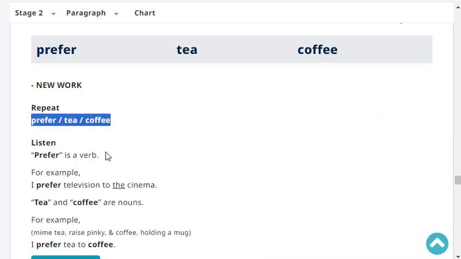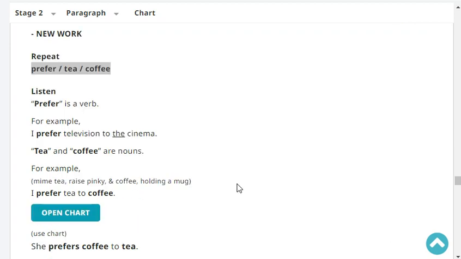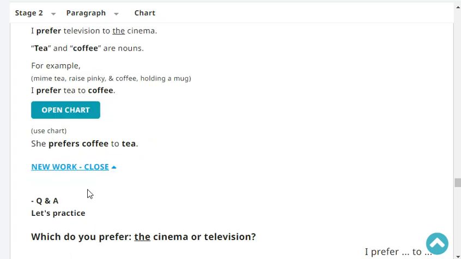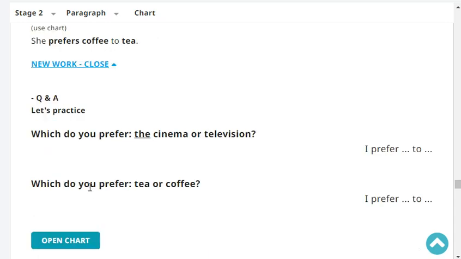Next, repeat: prefer. Okay, one more. Prefer. Tea, coffee. Very good. Okay, listen. Prefer is a verb. For example, I prefer television to the cinema. Tea and coffee are nouns. For example, I prefer coffee to tea. Another example, third person: she prefers tea to coffee. Okay, so let's practice.